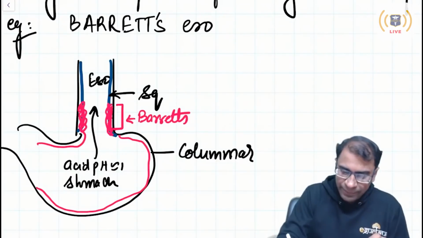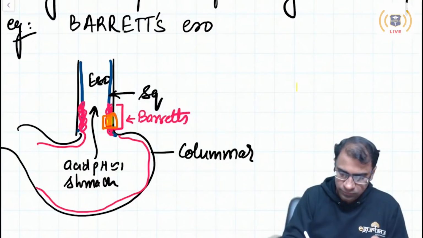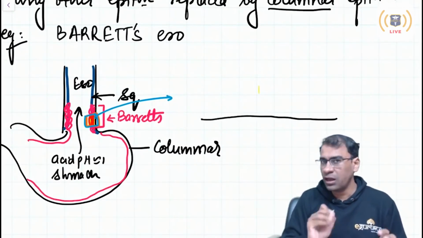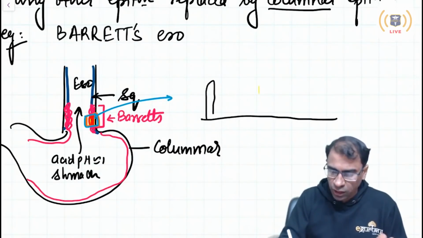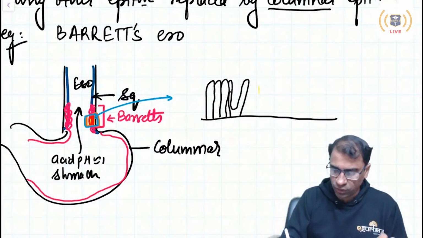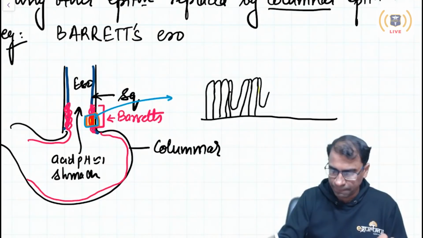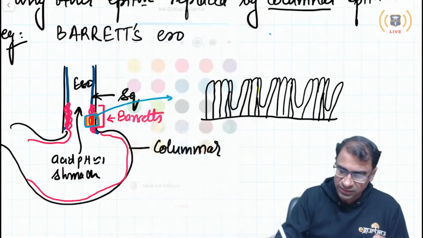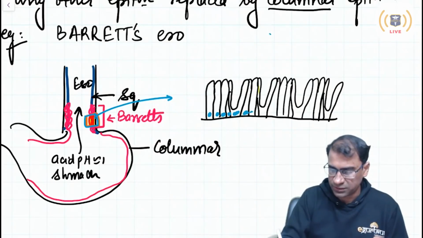So the moment you take a biopsy from here, let's assume you take a biopsy from this part, what will it show? This should have shown the squamous epithelium, but it will no longer show squamous. It will show the tall column-like cells like this, and this is how it should look. And where is the nucleus, guys? This is where the nucleus is, at the base, towards the base.